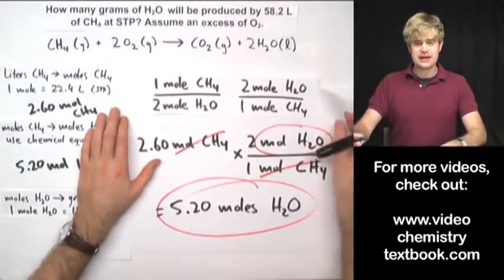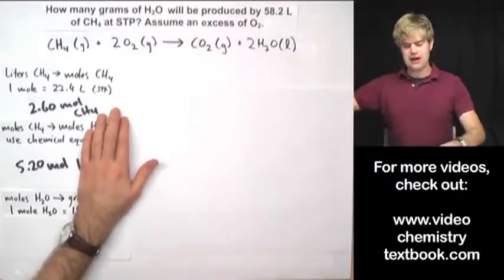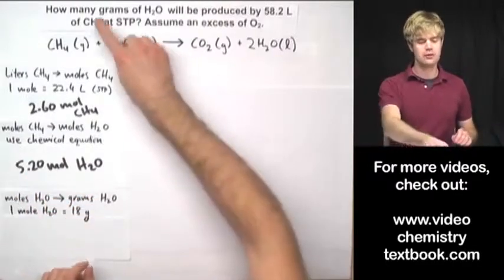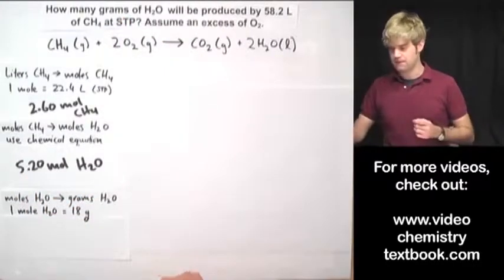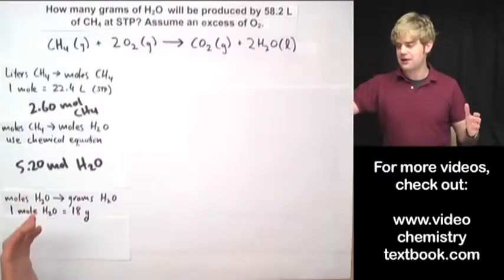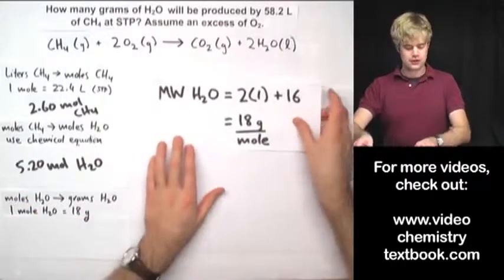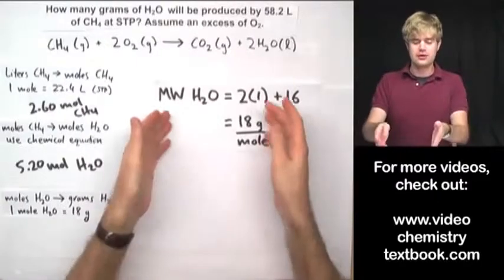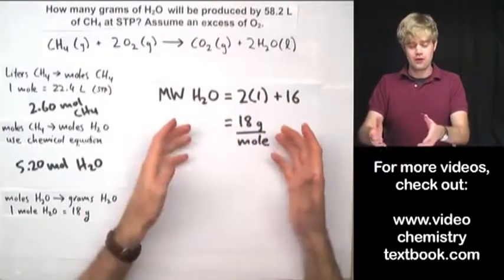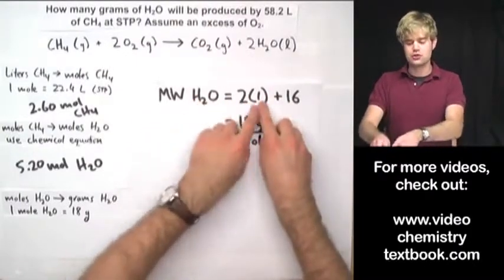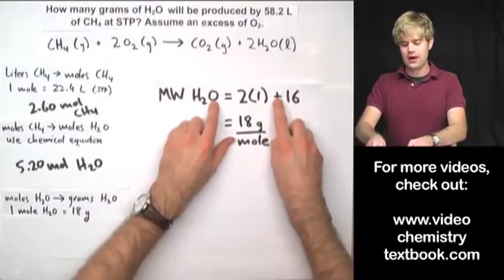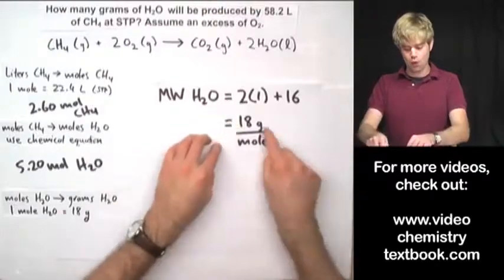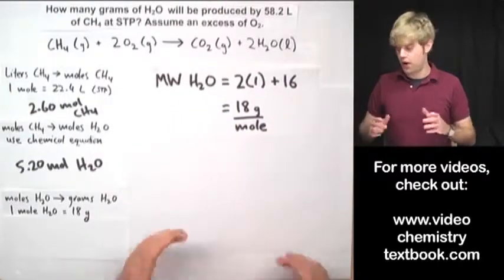Now the last thing that I need to do is find out the mass in grams of 5.2 moles of H2O, because that's what my question asks me. In order to do that, I'm going to have to use the molar mass, which tells me the weight of 1 mole of water. I do that by adding up the weights of the individual atoms. I have 2 hydrogens, which weigh 1 each, plus 1 oxygen, which weighs 16. Add this up and I get 18 grams is how much 1 mole of water weighs.